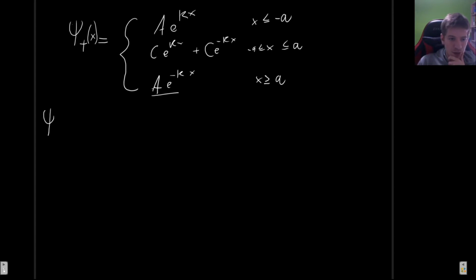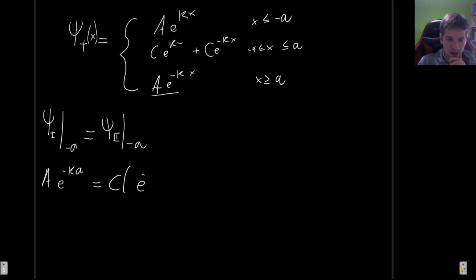So from the continuity condition, let's say at -a, the first wave function, from this first region, evaluated at -a, has to be continuous throughout this potential. So it's going to have to be the same as this wave function in the second region evaluated at -a. So what that means is A e to the minus ka has to be equal to c factor of e to the minus ka plus e to the ka. So this is going to be equation number 1.